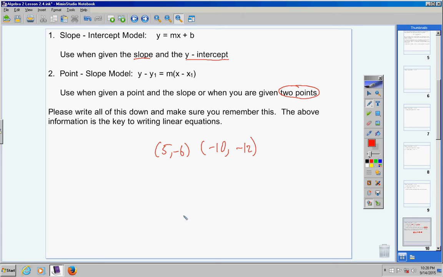So if I say to you, hey, a line passes through these two ordered pairs right here, write the linear equation. The first thing you say to yourself is, okay, self, I have 2 points. Which model do I use when I have 2 points? This model here, and that's the model you use. Please write all of this down and make sure you remember this. The above information is the key to writing linear equations. It's the key, okay? Alright, here we go.